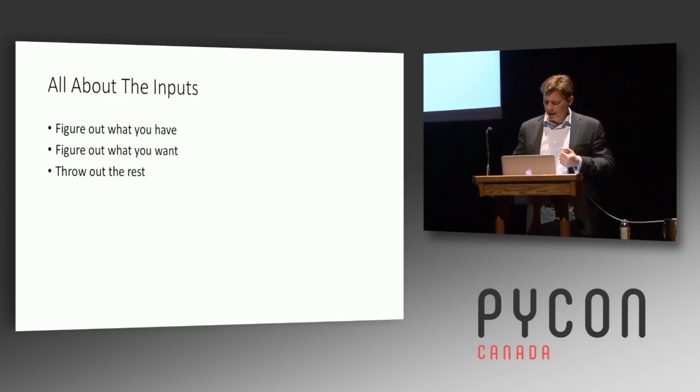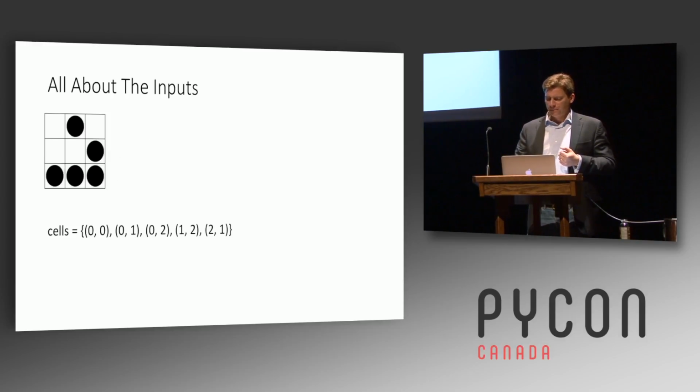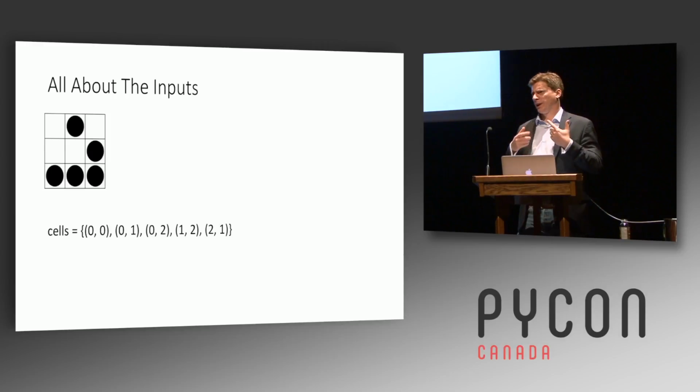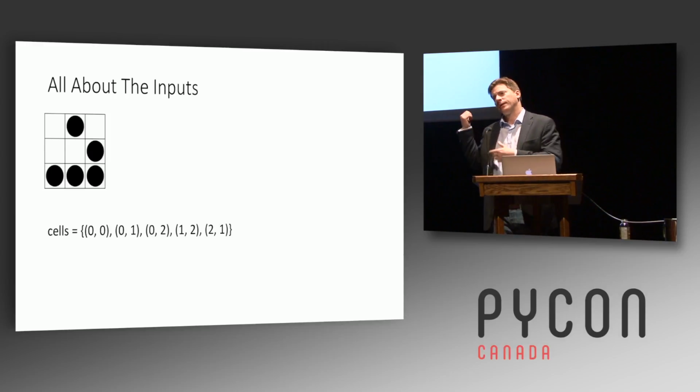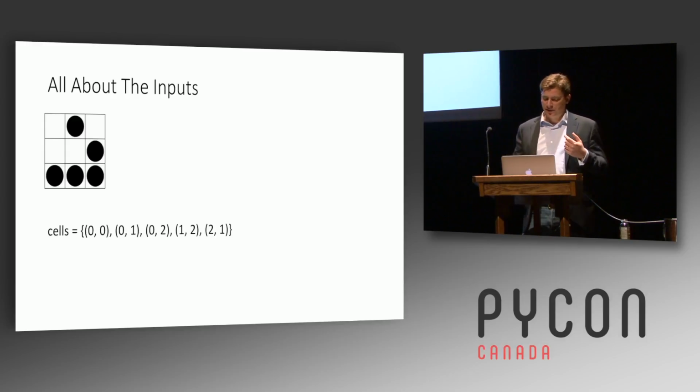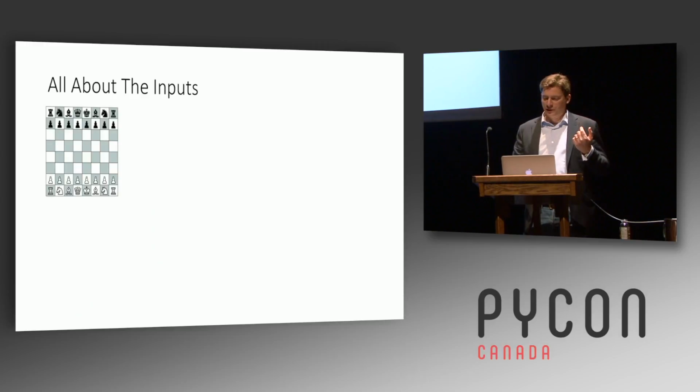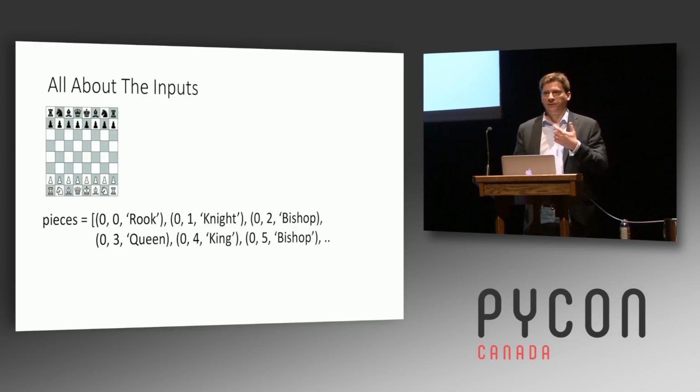Thinking about this in terms of information is kind of a practice. Anytime you look at a problem, this is a little glider in Conway's Game of Life, you can play spot the information. So there's not a lot of information here. It's just a list of which cells are on. So you look at this and say, hey, this is just a list of cells. Same thing, you look at a chessboard and say, okay, this is a list of pieces by position.